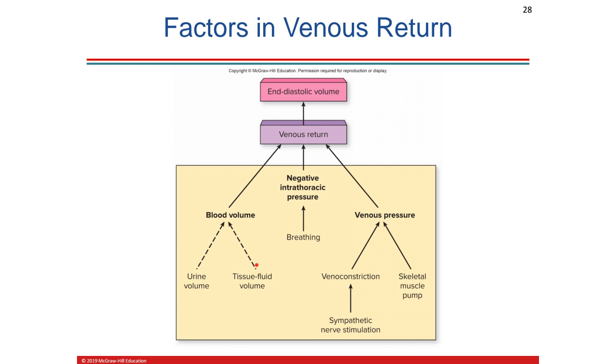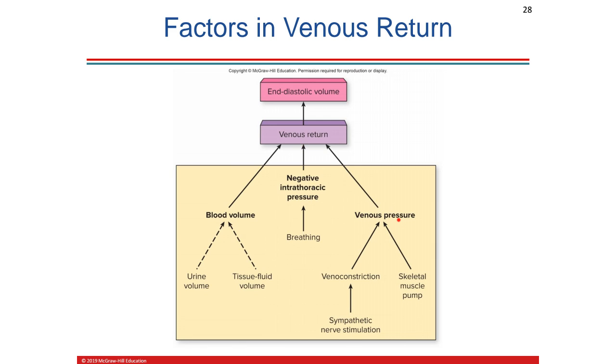Also, your extracellular fluid can be in different compartments. We have the blood plasma, and then we have interstitial fluid. So another possibility is that if fluid is drawn into the interstitial space, that would decrease blood volume. Now, negative intrathoracic pressure refers to the respiratory pump. As you breathe, as your diaphragm descends, you have increased pressure in the abdominal cavity and lesser pressure in the thoracic cavity, and this helps to push blood back towards the heart.